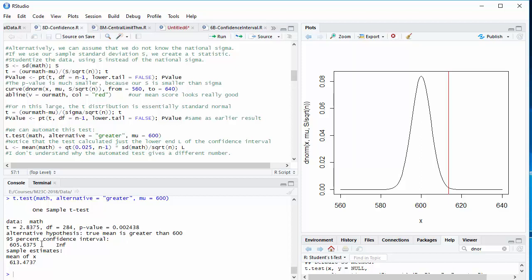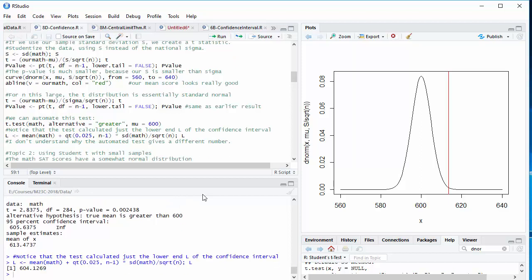The confidence interval is quoted as 605 to infinity. That's because we're only interested in finding a number that we believe is very likely to be greater than the true mean. That's our 605. And this should be what I was computing in script 8M, only when I did it, I got 604 and change. The automated test gets 605 and change. I looked at the documentation, couldn't figure out what gives rise to the discrepancy.